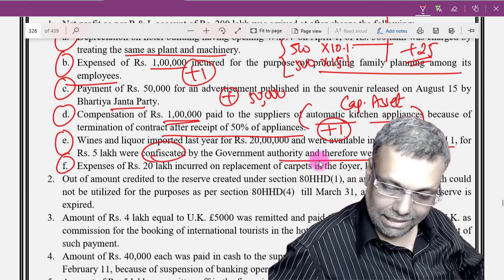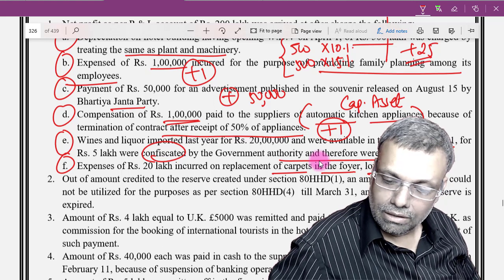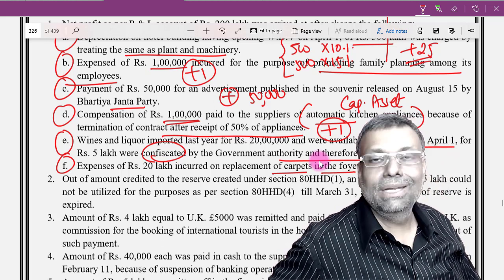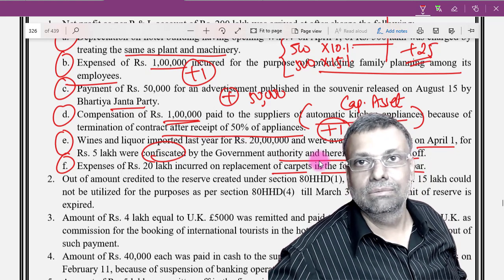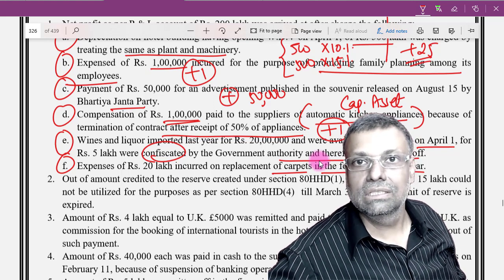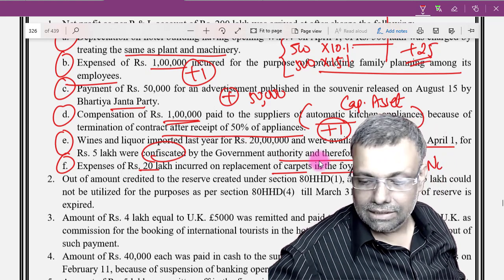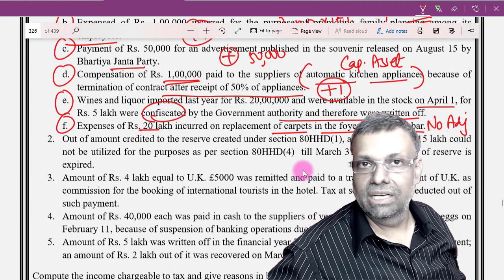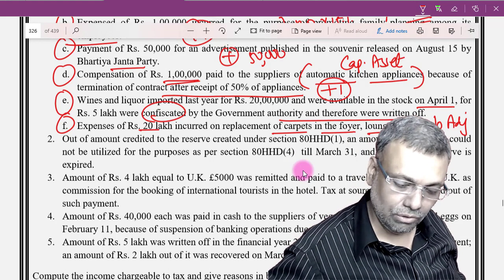Now, expense of 20 lakhs incurred on replacement of carpets in floor, lounge and bar. Now here, replacement of these particular carpets will also be an ordinary business transaction because they don't have that great life. And for the hotel, this is an ordinary business transaction. So this is again an ordinary business transaction. So you require no adjustments because it is anyway debited credited. Since it is debited credited, you don't require any adjustments whatsoever.